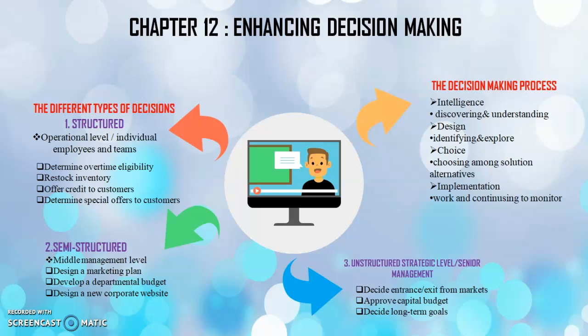It means senior management. Okay, the decision making process. There are four processes in this element. First, intelligence, design, choice, and implementation. Okay, for intelligence, the problems occurring in the organization, they will discover and understand the problem in the organization.